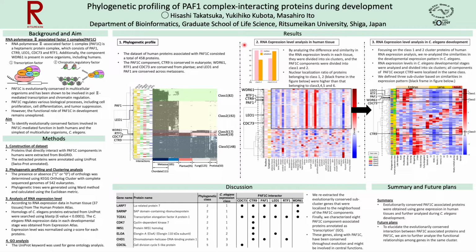Next, by analyzing the differences and similarities in the RNA expression levels in each tissue, the proteins were divided into 6 clusters, and the PAF1C components were divided into class 1 and 2. Additionally, we found that the nuclear localization ratio of proteins belonging to class 1 and 2 was higher than that of those belonging to class 3, 5, and 6. These results imply that the expression levels of PAF1C components were co-regulated within each tissue.